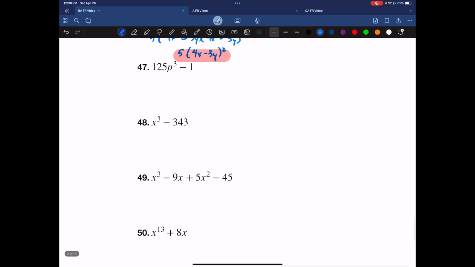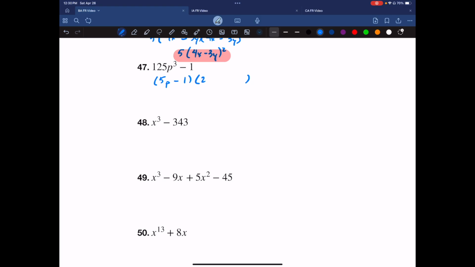47. Now we're looking at difference of 2 cubes. So it's going to be a binomial and a trinomial. All right, the cube root of 125 is 5. The cube root of p cubed is p. Keep the sign. The cube root of 1 is 1. And then you build your trinomial off of your binomial.